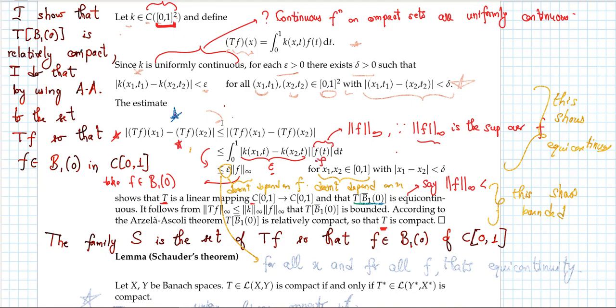And then I prove that T of f is also bounded. By bounded, I just mean it is less than some quantity for all f belonging to the ball. Now I showed that this set T(B(0,1)), which is a set in C[0,1], is equicontinuous and bounded. Therefore, by the Arzelà–Ascoli theorem, I can say that T(B(0,1)) is relatively compact, and so T is compact.